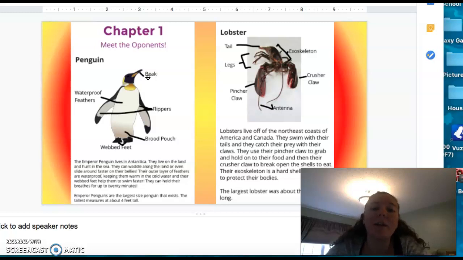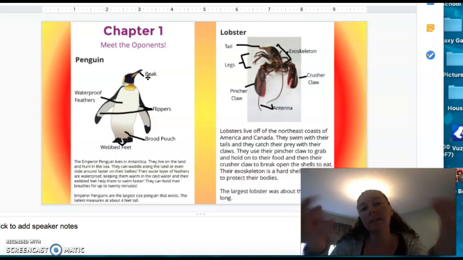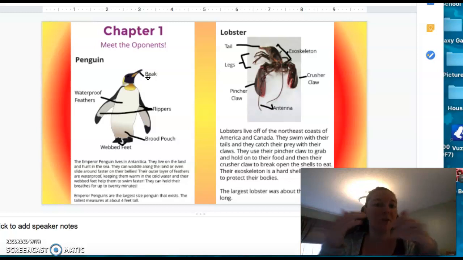So already I'm trying to get my reader to think about where they live, parts of their body, how do they use these things, how do they get their food, and their size. So already my reader should be comparing the two of them in their mind and starting to think about this. Tomorrow's chapter will be probably more focused on how they actually defend themselves, how do they actually catch their prey, or something more to that effect.